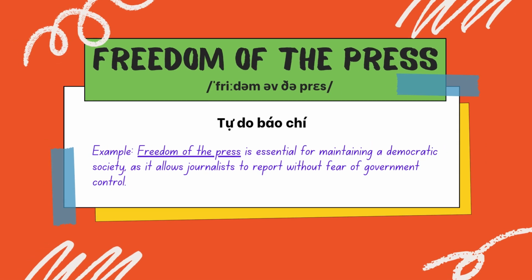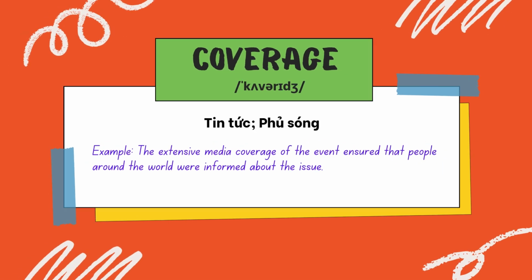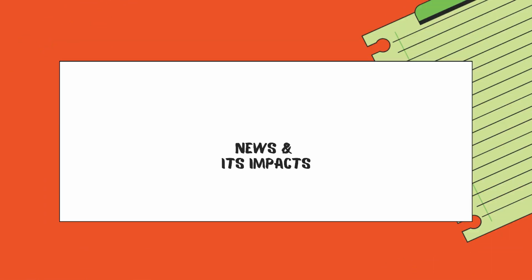Example, freedom of the press is essential for maintaining a democratic society, as it allows journalists to report without fear of government control. Coverage. Example, the extensive media coverage of the event ensured that people around the world were informed about the issue. Part 4.